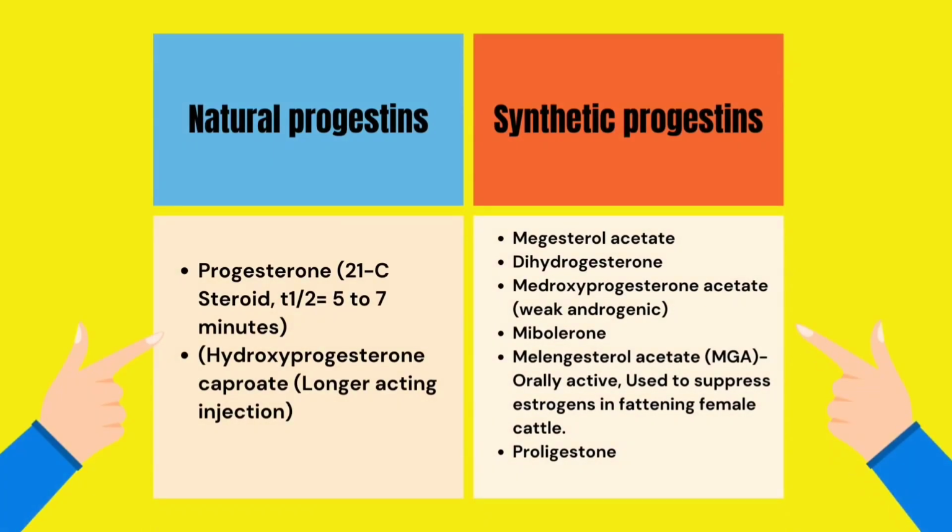Natural progestins. Progesterone, a 21-carbon steroid, has a half-life of 5 to 7 minutes. Hydroxyprogesterone caproate is a longer-acting injection. Synthetic progestins: megestrol acetate, dydrogesterone, medroxyprogesterone acetate, which are weakly androgenic, mibolerone, and melengestrol acetate, which are orally active and used to suppress estrus in fattening female cattle.